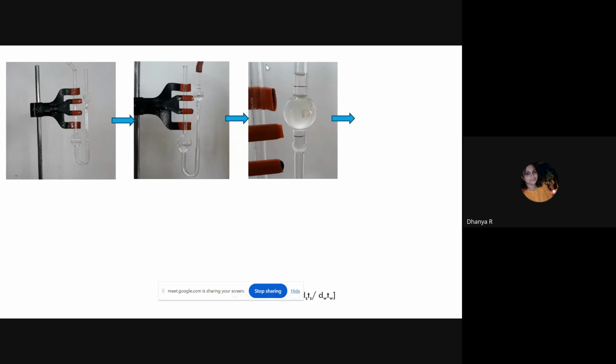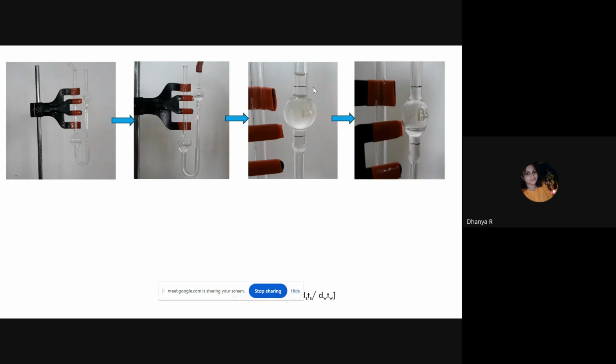You have to wait until it reaches the upper mark. After it arrives, you have to switch on the stopwatch, and then note the time until it reaches mark B. And this is the time taken for the sample or the water to flow from one point to the other. So you can see the water flowing to mark B.